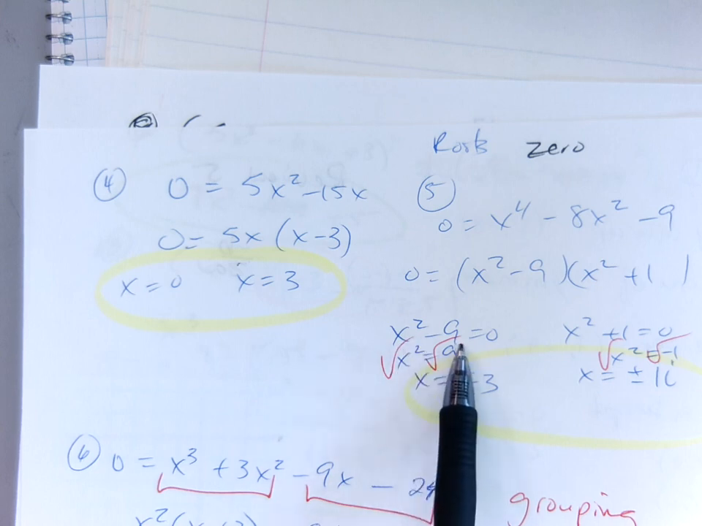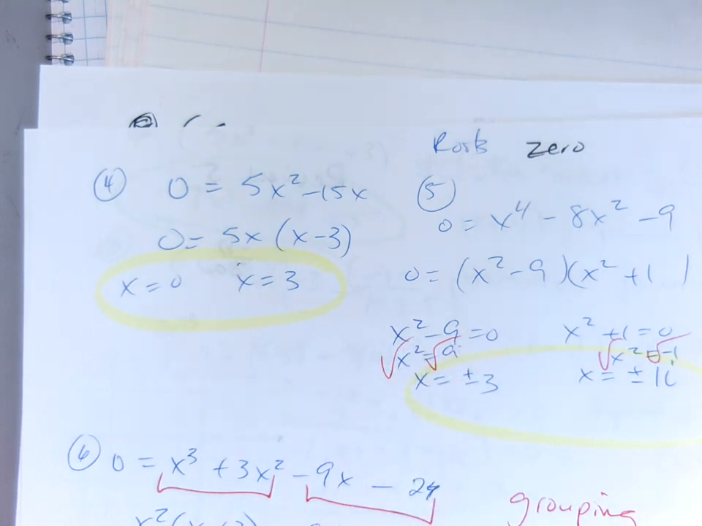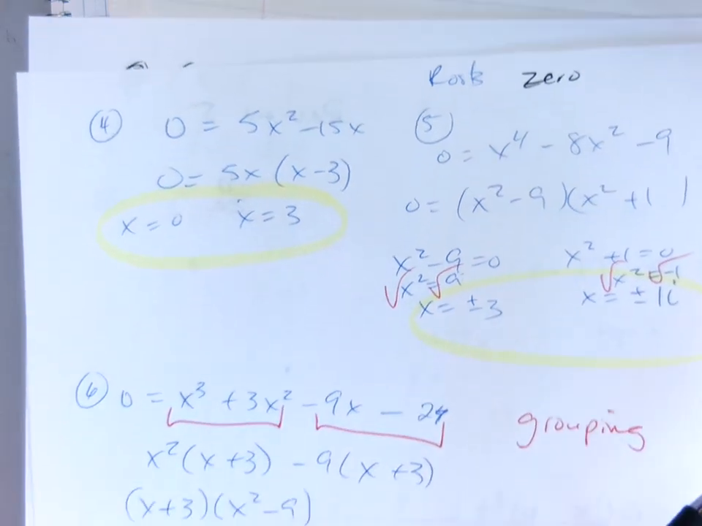When I solved x squared minus 9, square root, I get plus or minus 3. When I solve the x squared minus 1, I get a -1. Square root of -1 is i, so I get plus or minus i.